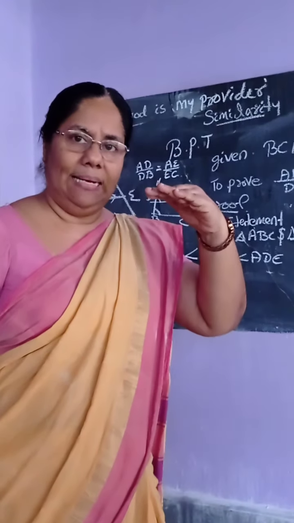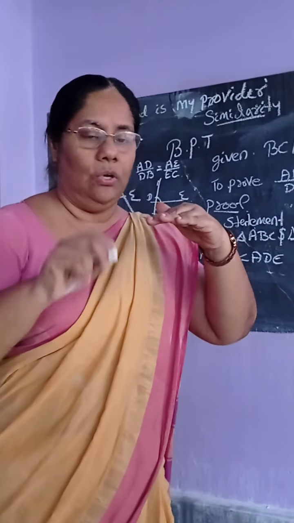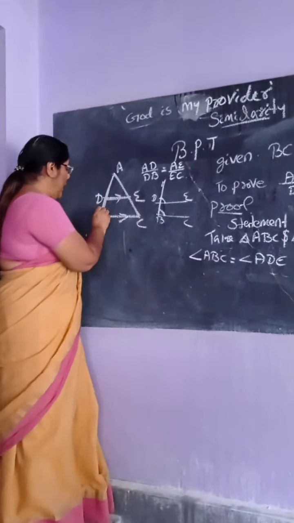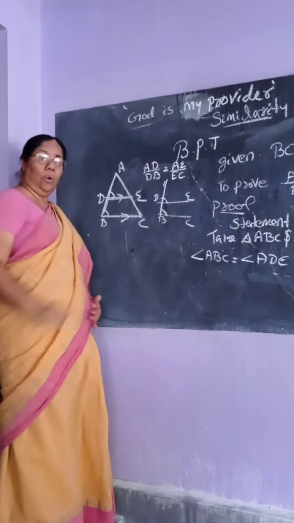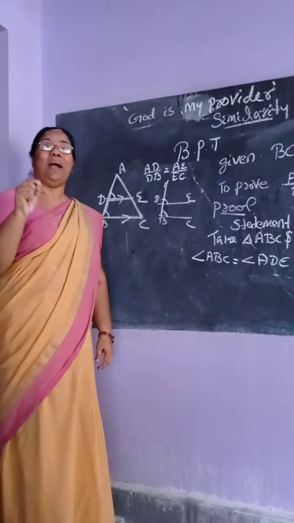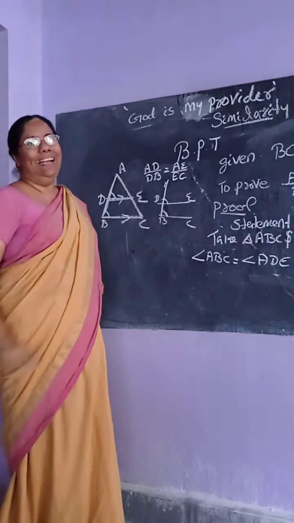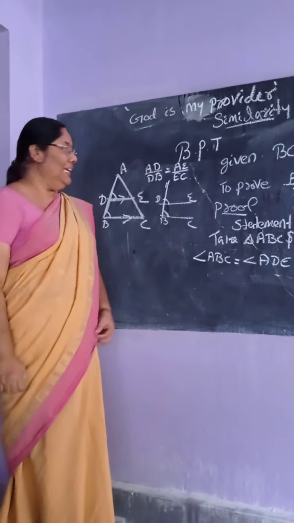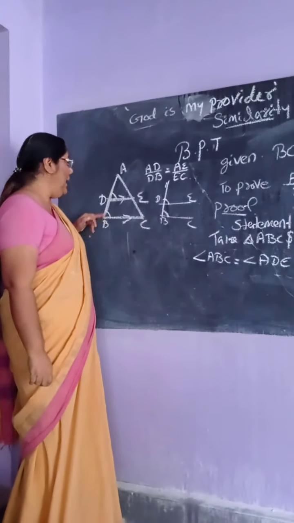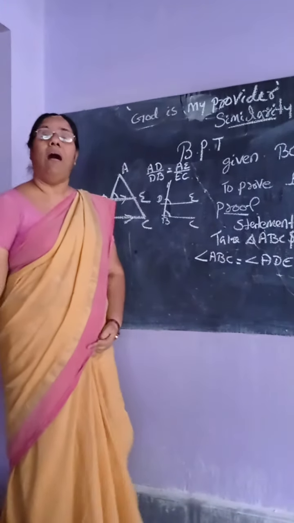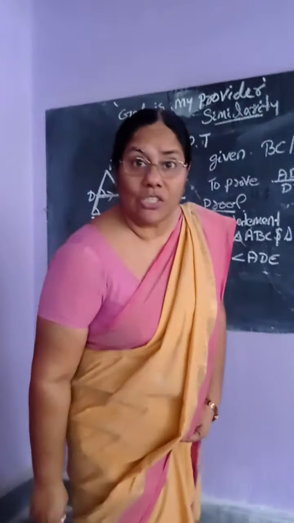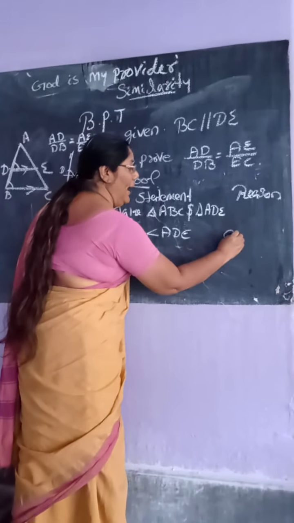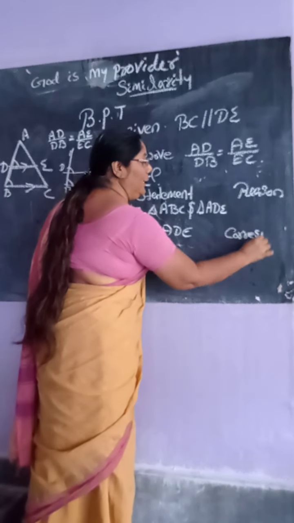Angle B and angle D are, you look at the order also, just above the parallel lines. They are known as corresponding angles. You studied that in 7th standard or 8th standard, isn't it? Here, angle B equal to angle D, they are known as corresponding angles. Therefore, in the reason column, you have to write corresponding.